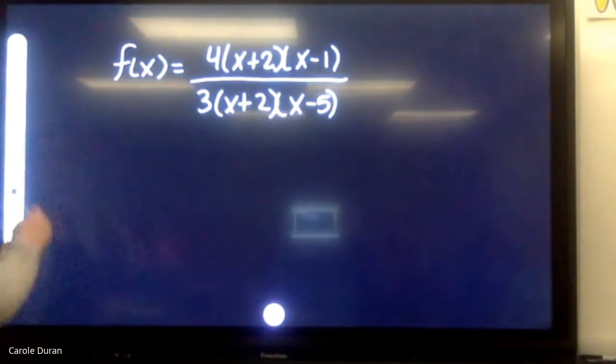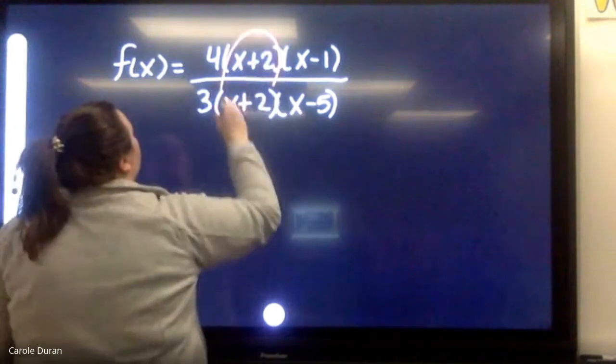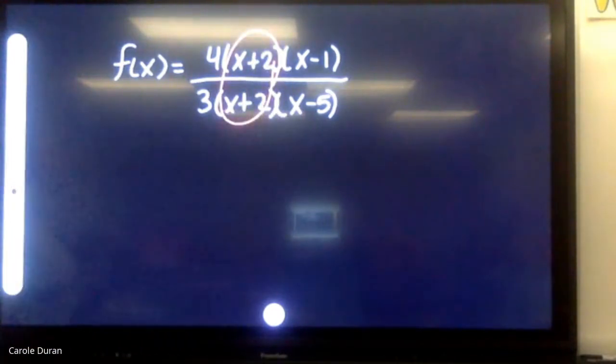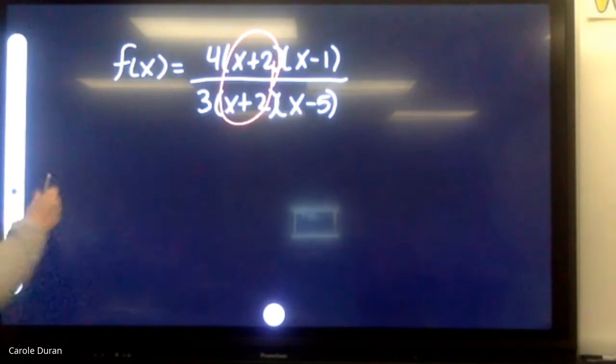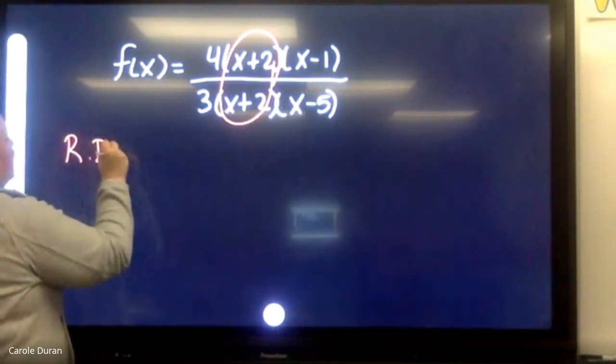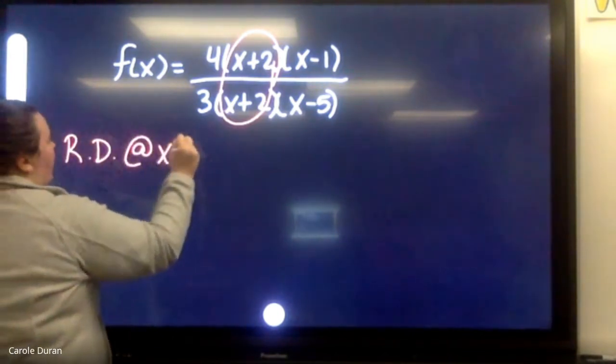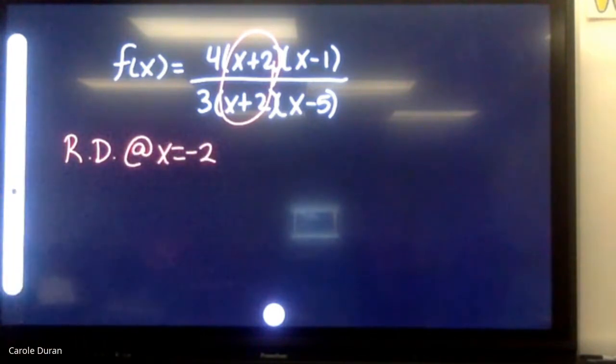Yes. At x plus 2, because they are the exact same, which means I take that x plus 2, I set it equal to 0, and I solve, and that's my removable discontinuity or hole, whatever you want to call it. So I have a removable discontinuity at x equals negative 2, because I took that x plus 2 and I set it equal to 0, and I solved.